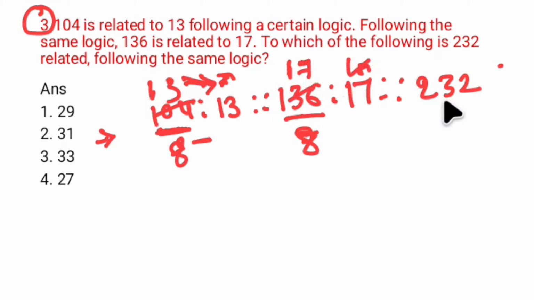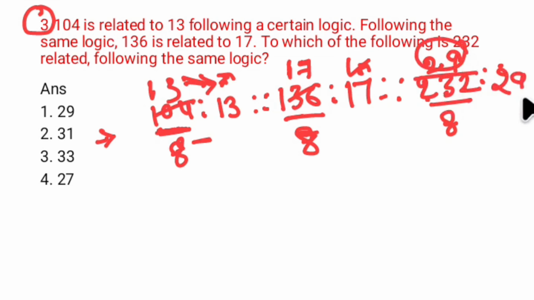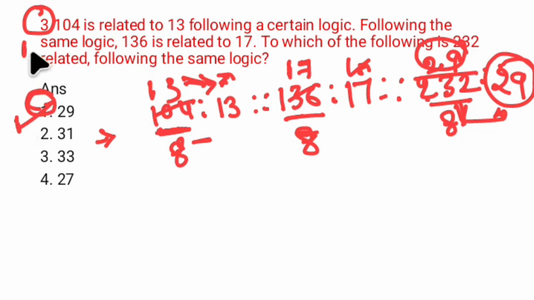And in the same way, if you divide 232 by 8: 8 twos are 16, 8 threes are 24, 72, 8 nines are 72, so 29 will come for this number. So 29 would be the correct answer. Therefore option 1 is the correct option for question number 3.